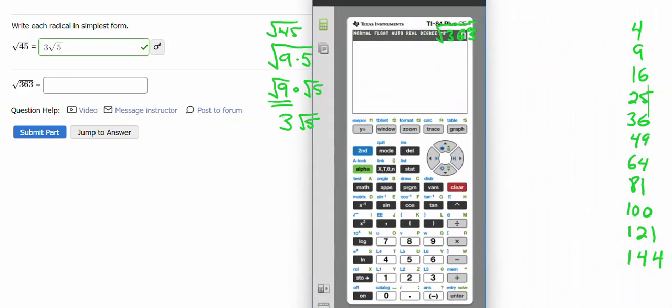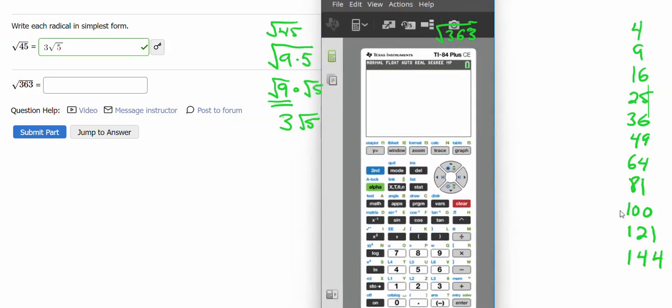Maybe you're thinking 144. So 363 divided by 144. That's not going to be it, but let's say you tried, and you're going to see that it's 2.15, and so on. So 144 doesn't go into 363. But what about 121? 363 divided by 121. You probably could have seen that one, because 3 times 121 would be 363. So 121 goes in.